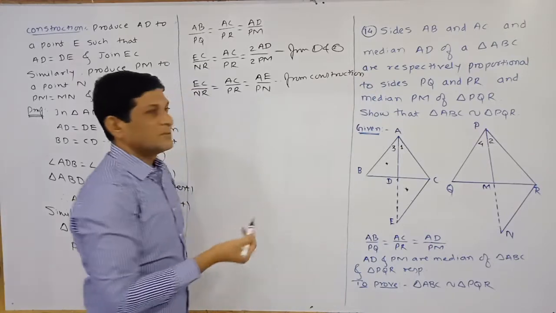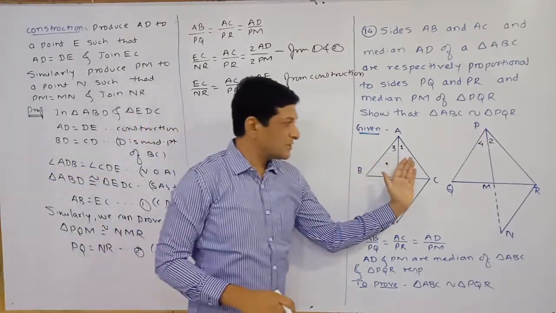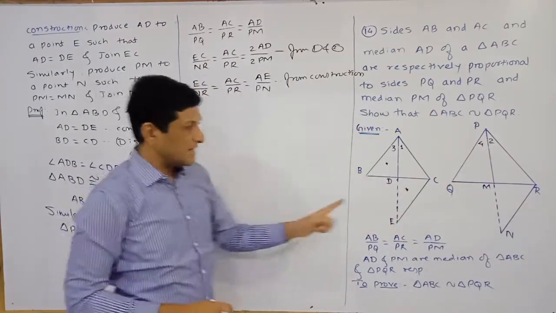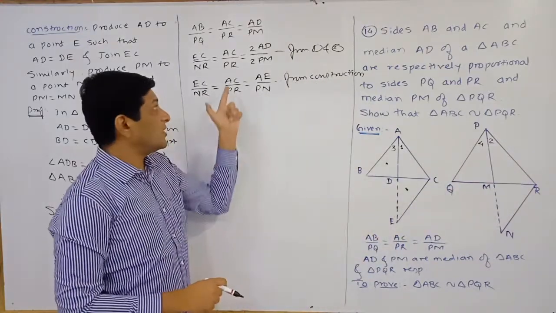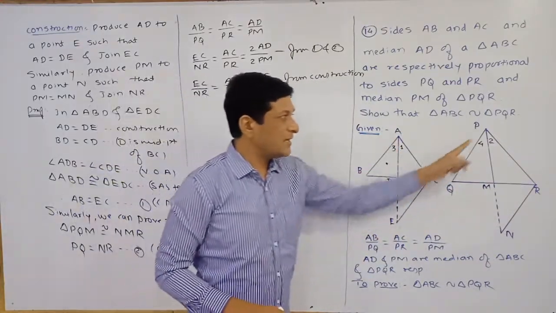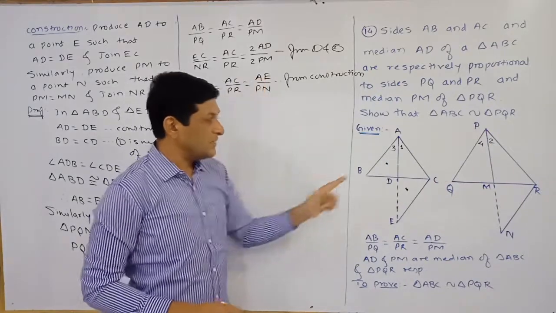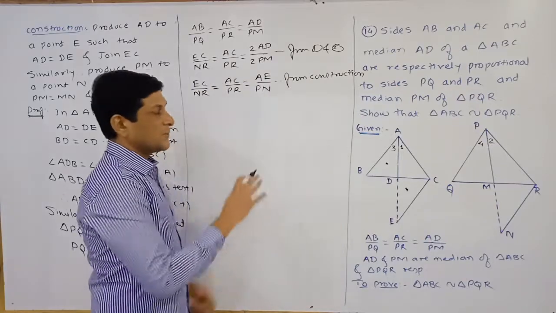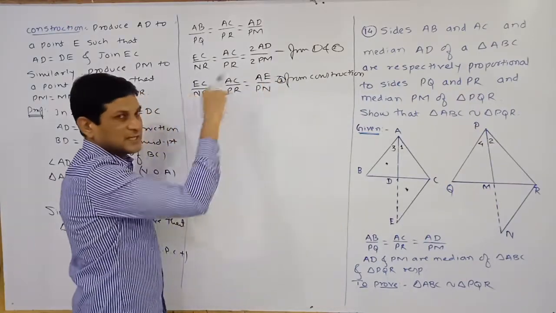Okay. So now if you observe, check whether these are the corresponding sides of these two triangles. Check it. First is EC upon NR. So here EC upon NR will be equal to AC upon PR, which will be equal to AE upon PN. AE upon PN means we have shown that corresponding sides are in proportion. So let us denote it by equation number 3.